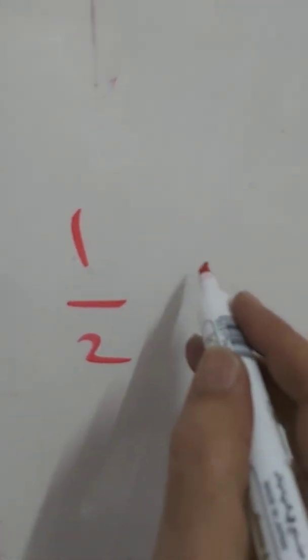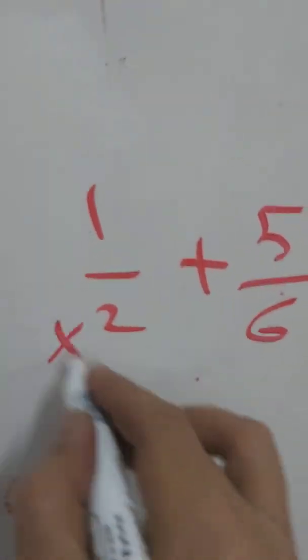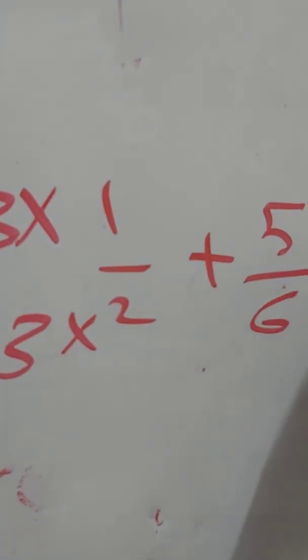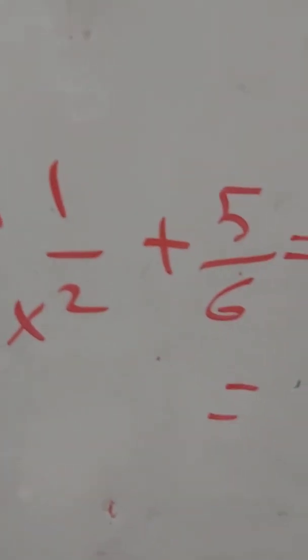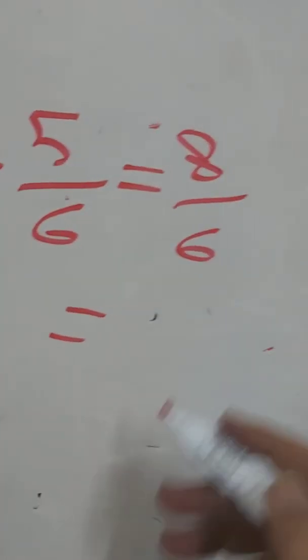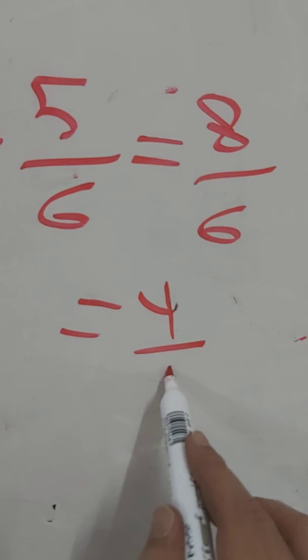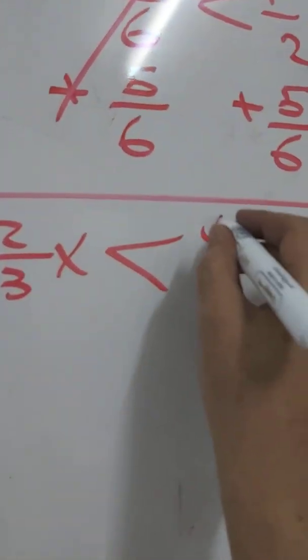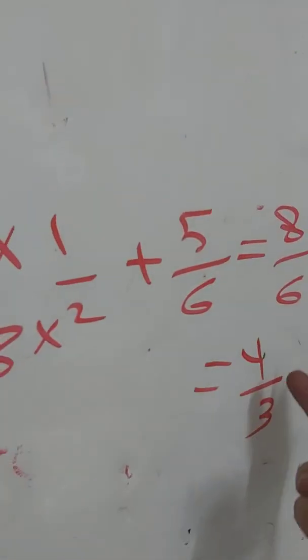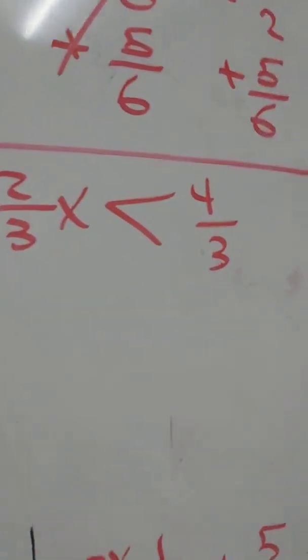I will do it on the side also. 1 over 2 plus 5 over 6, times 3 and times 3. It will be 8 over 6. If you divide by 2 up and down, it will be 4 over 3. I'll put it here, 4 over 3. I know we will turn it to a mixed number, but let's find x first.